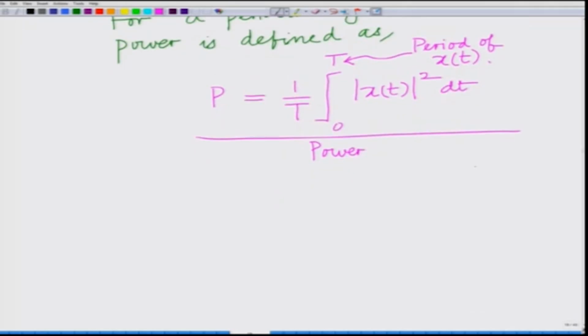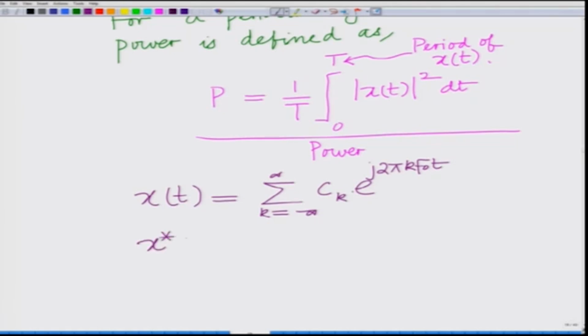Now, let us represent x t in terms of its Fourier series representation. We said any periodic signal x t can be represented in its Fourier series. So, x t equals summation k equal to minus infinity to infinity c k e to the power of j 2 pi k f naught t. Now, to compute magnitude x t square, we need x conjugate of t. So, x conjugate of t can be given as the following.